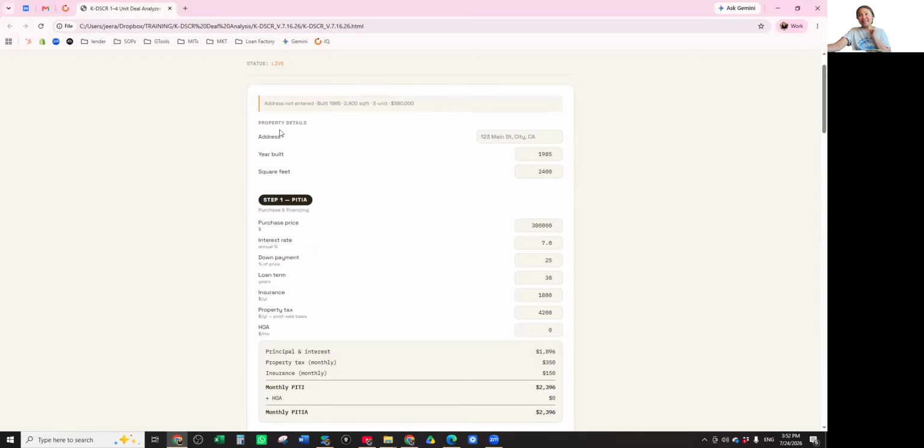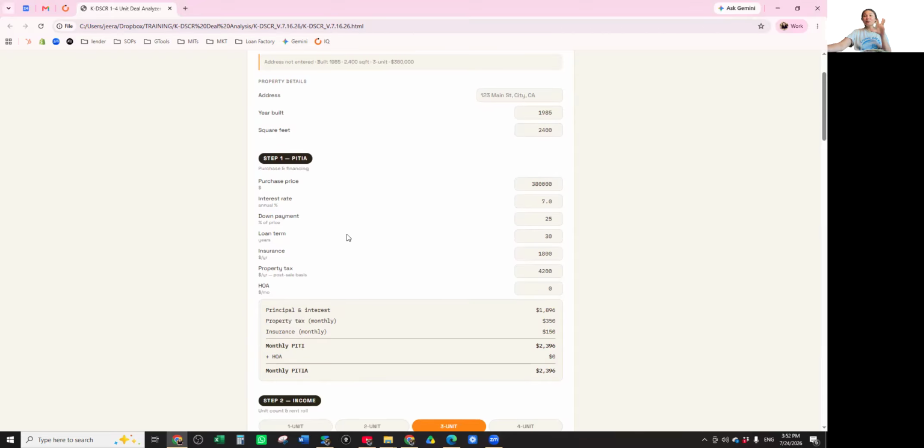First section, the property details. You put in the address, year built, and square feet. It's very important that square feet is living space, okay? It's not including an attached garage.